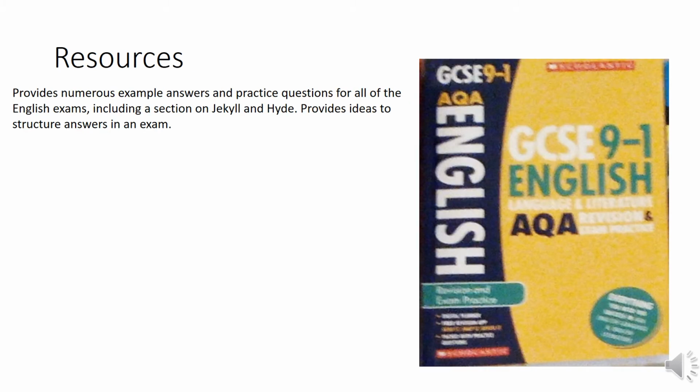This is the GCSE 9-to-1 English Language and Literature AQA revision and exam practice book. It is a very thick book, which is half on English language and half on English literature. For Jekyll and Hyde, it does have a short section with a couple of sample answers, or parts of sample answers for the Jekyll and Hyde book. I highly recommend that you get this book, as it's not only useful for your English literature exam, but also for your English language exam. The sample answers it provides may be for other novels, however you can use their structure and formatting in your own answer.